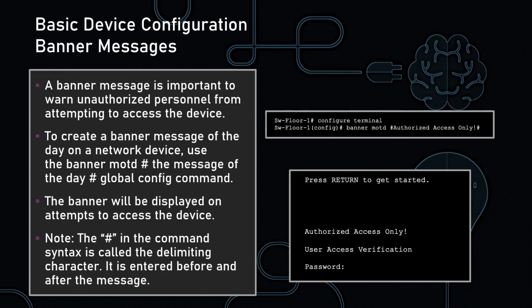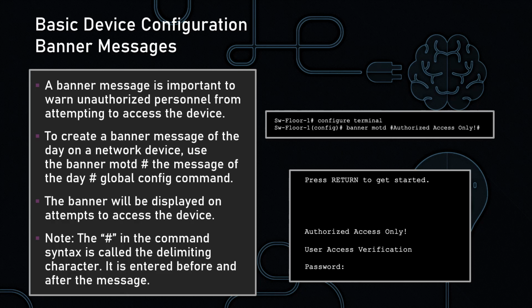Banner messages, this is something that's important because you want to make sure that anybody who tries to access your device has at least a perfunctory warning that says, if you're not supposed to be here, scram, there are consequences, etc. You want to avoid any text that says anything inviting or the word welcome or anything like that. So in order to do this, again, we have to be in global config mode.